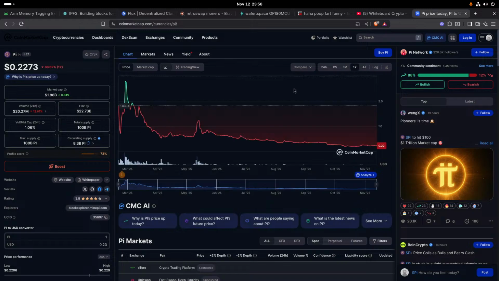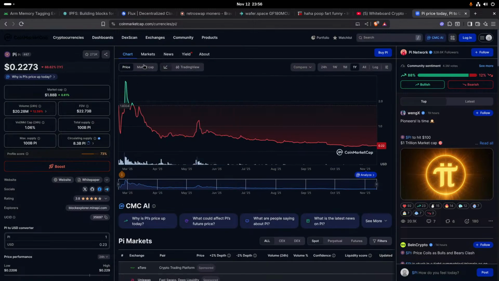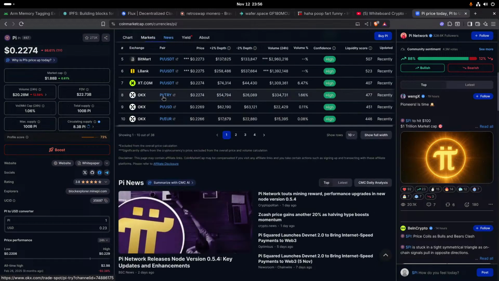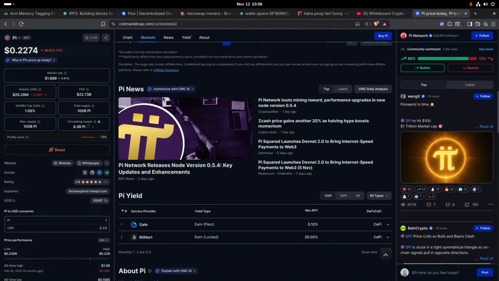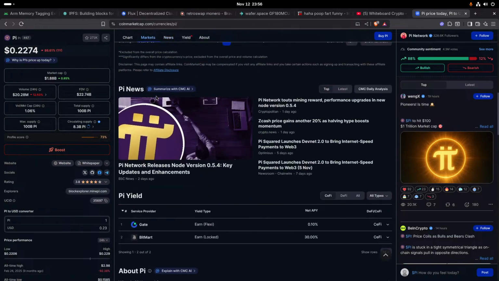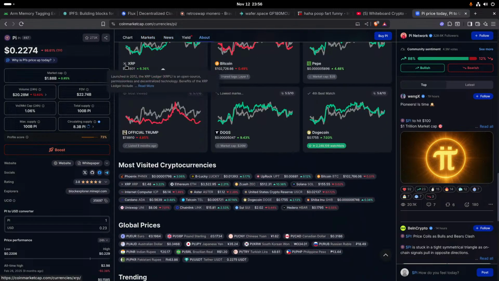Yeah, I called this too. I was like, this looks like someone made this badly. What a joke. And it's just stealing your data. Can you even trade this garbage? The Pi Network touts mining reward performance upgrade 1 day ago. Wow, they're on version 0.54. You got a friend in me.